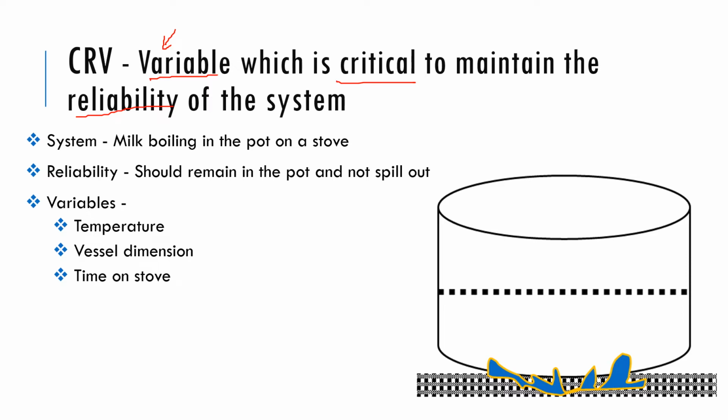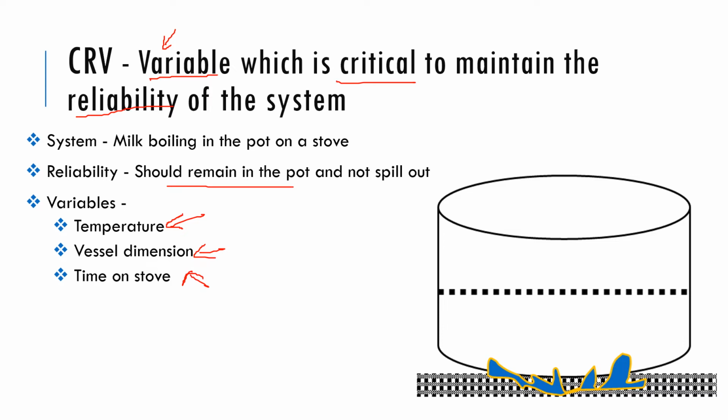Now let's look at a system. The system which I have chosen is what we see almost every day. That is milk which we have poured into a pot, and we have kept the pot on a stove for boiling. So now the motive here, or rather the reliability of this system, is that the milk should remain in the pot and it should not spill out. So what are the variables that we would want to look at to assure that this is going to happen? First is the temperature, second is the vessel dimension, and third is the time on the stove.